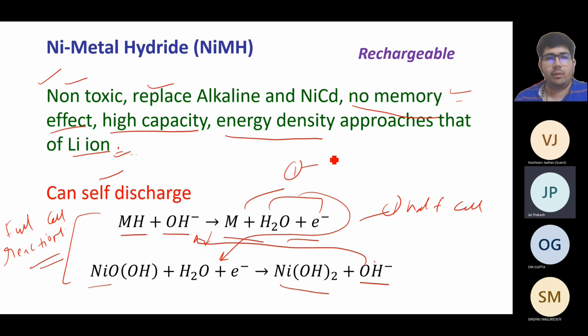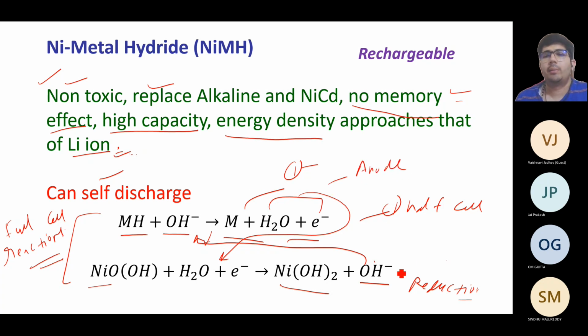Oxidation is losing electrons. The first is oxidation, and the lower one is the reduction. Please repeat the concept of full and half cells, because this reaction is happening at the anode side, and this is happening at the cathode side.